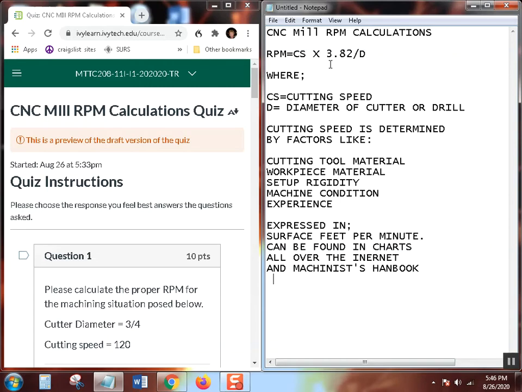So there we go. That's our RPM. We just take whatever cutting speed I give you, multiply it times 3.82, and then you're going to divide it by the diameter.